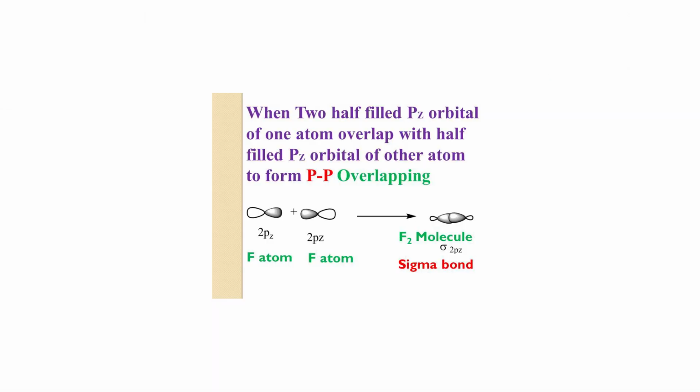Then what is PP overlapping? Give an example. When two half-filled atomic p orbitals overlap, it forms PP overlapping. An example is the fluorine molecule, F2. Here also the two pz orbitals overlap along the internuclear axis. In the same direction we have a sigma bond. Hence such a bond is a sigma bond.